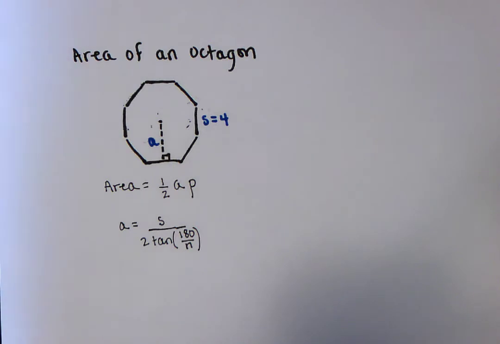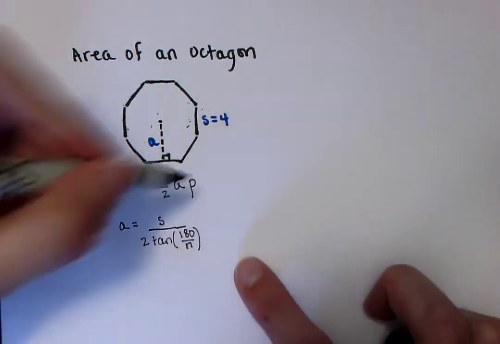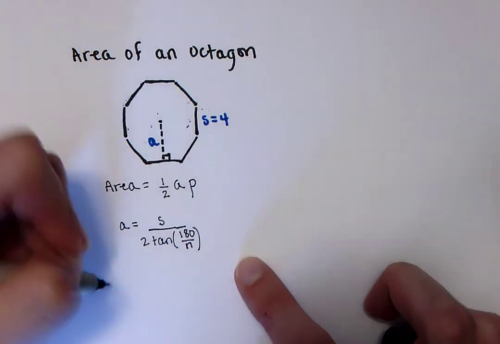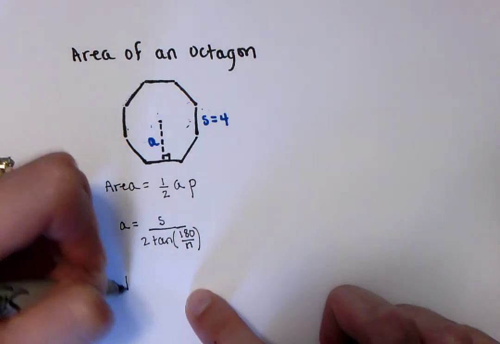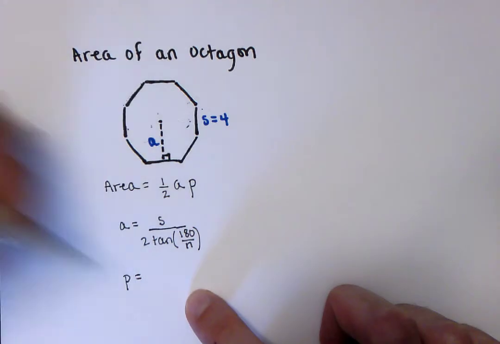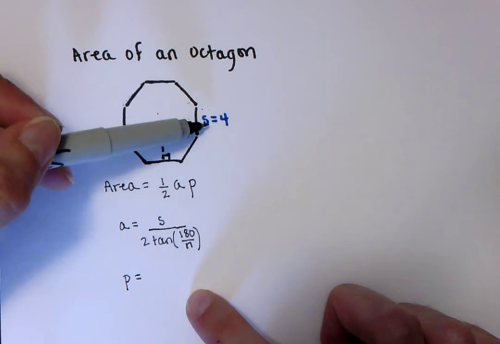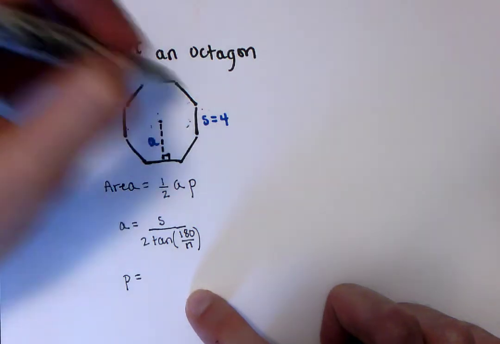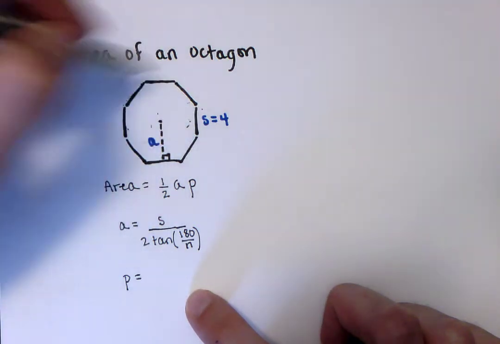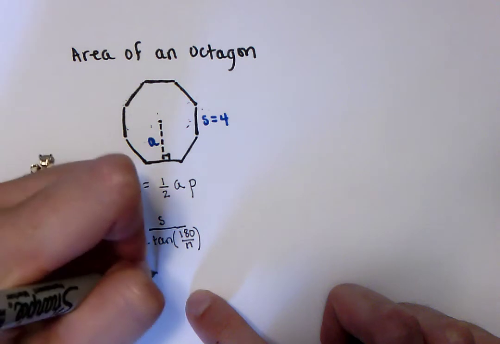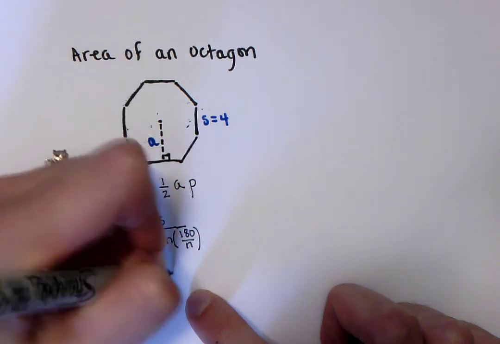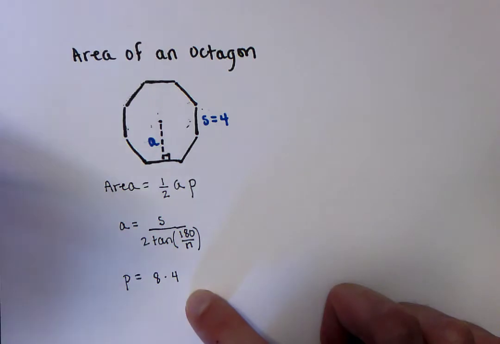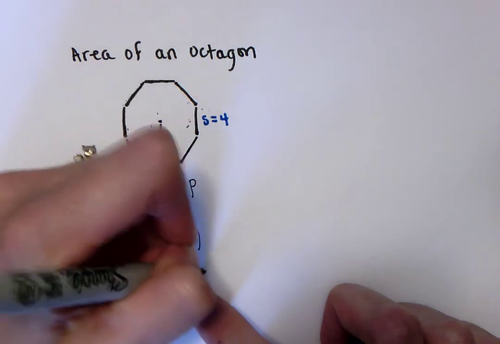First of all, we can find the perimeter. That one's not too hard. So remember with the perimeter, I've got a side length of 4, and all the way around, how many sides are there? There are 8 sides. So I know to do 8 times 4, and that gives me 32.